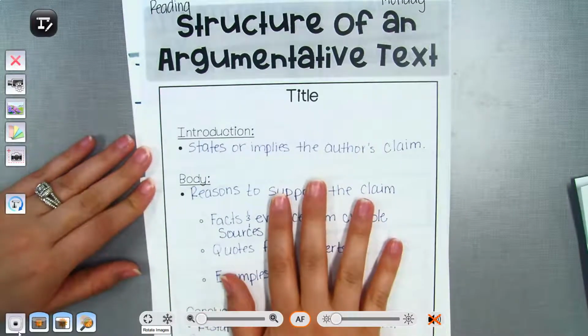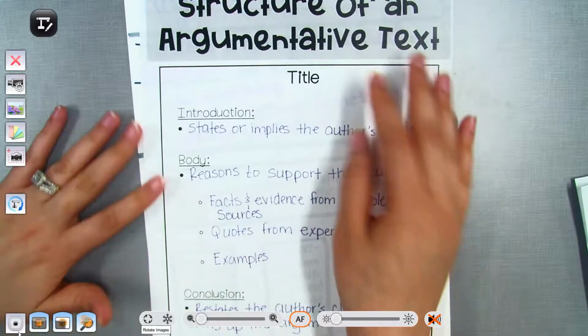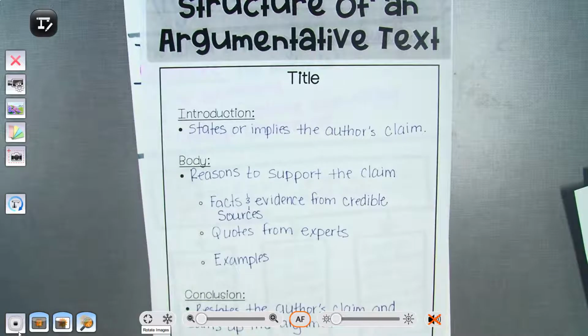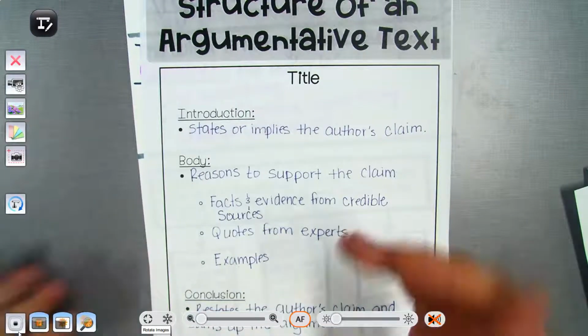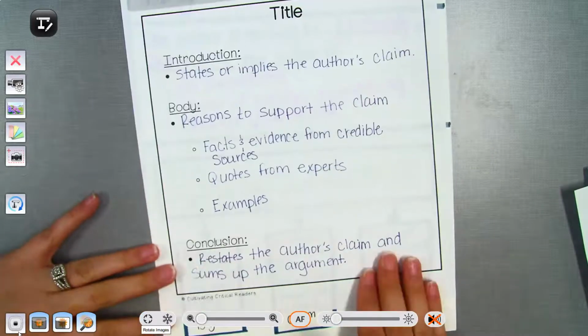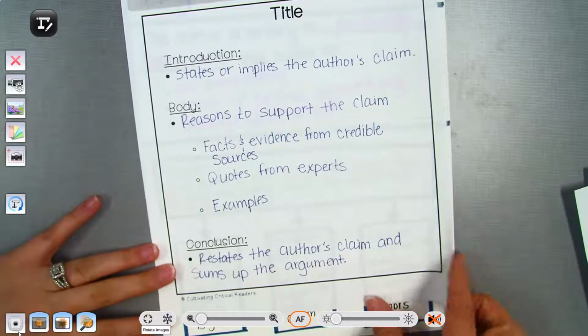We also talked about the structure of an argumentative text. So, of course, we have the title. We have an introduction. And the introduction is where it's going to state or imply the author's claim. So that's where we can look for the claim, in that introduction. Then we have our body, which is going to give the reasons. And then we have our conclusion, which is going to restate the author's claim and sum up the argument.